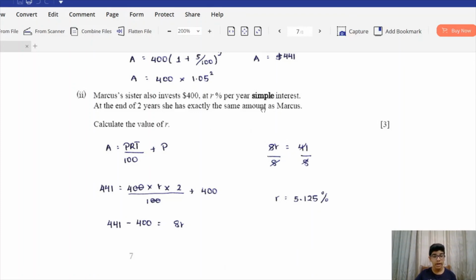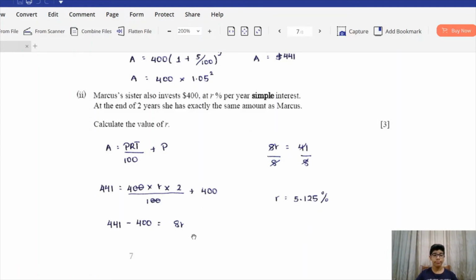And what we're given here is the value of investment. We're told that she receives the exact same amount, so 441. So that's the value of investment and not the amount of interest. So we're just going to have to add principal to rectify this. So the amount basically received is 441 in the bank account. This is equal to 400 times R, the rate, times 2 over 100 plus 400, the principal amount.